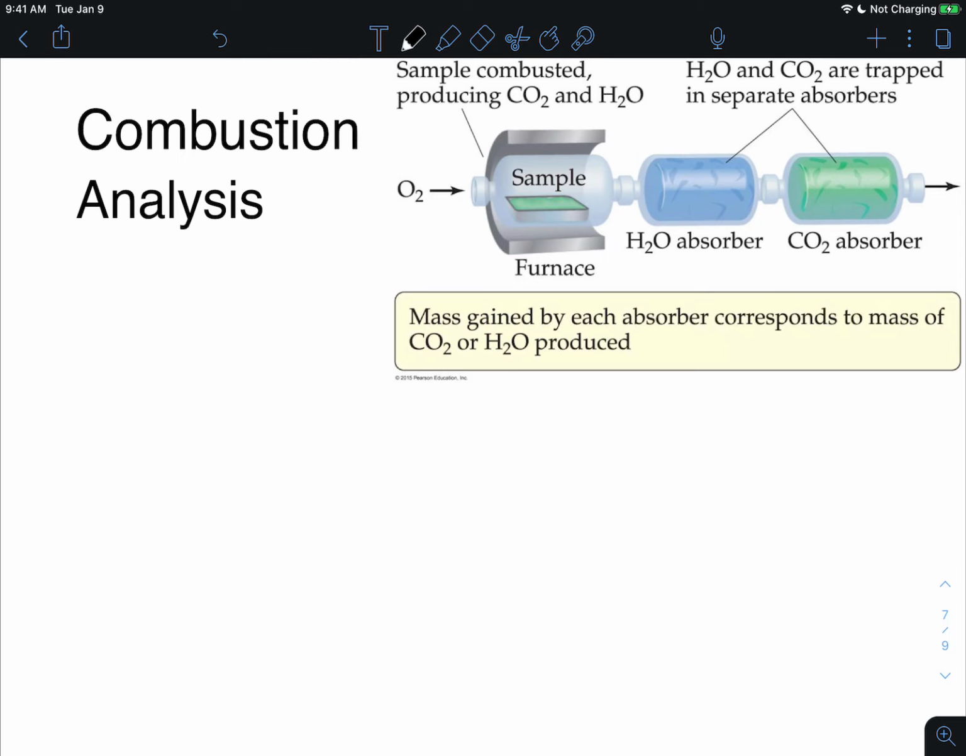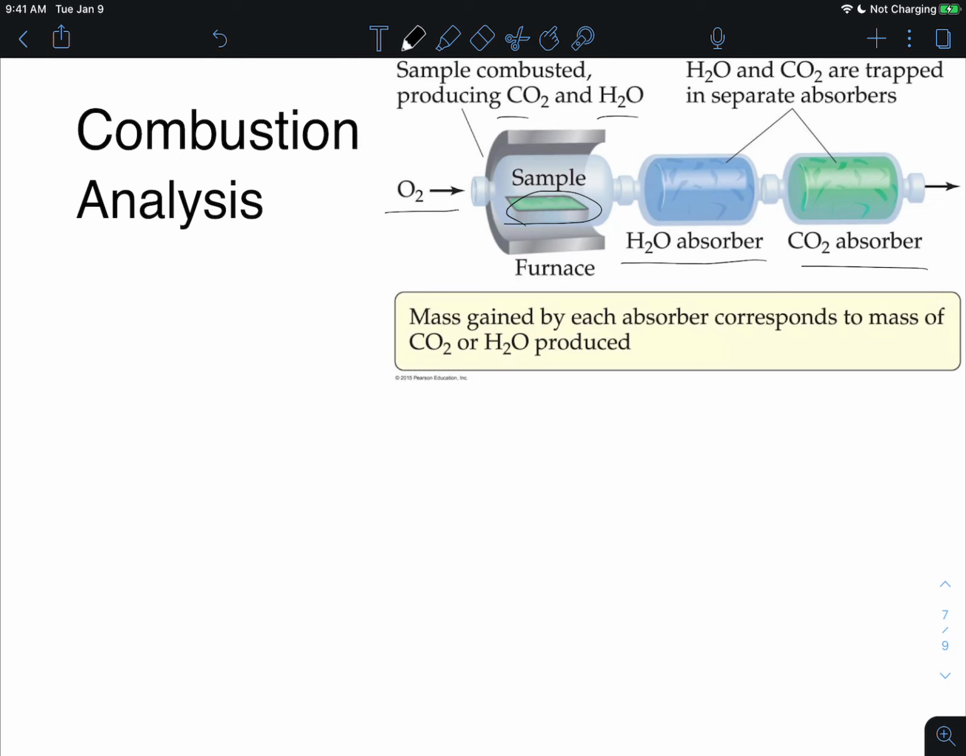Another way we can determine our empirical formula, besides just taking percentages, is what's called combustion analysis. Combustion analysis, however, only works with a hydrocarbon. So we take a hydrocarbon sample, we flow oxygen gas over it, and we produce carbon dioxide and water. That carbon dioxide and water is then absorbed onto a surface, and the mass before and after the reaction can be taken to figure out how much you have.